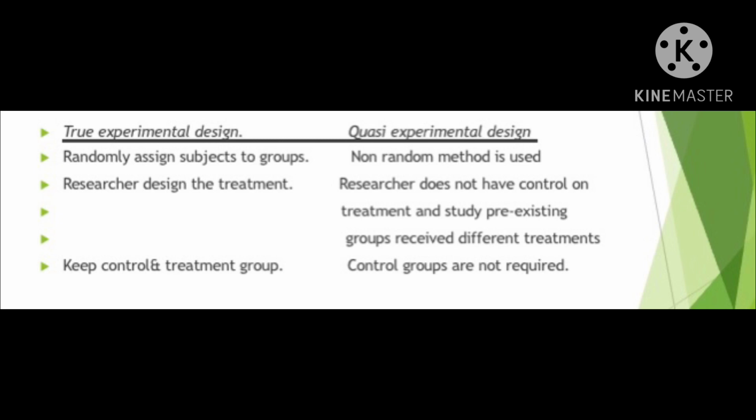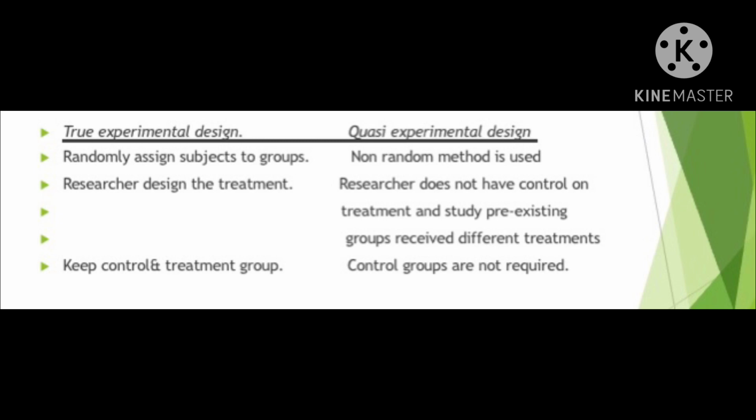Then, researcher designs the treatment. Here in the true experimental design, usually the researcher himself is designing the treatment, what type of treatment he wants to give. For example, the teaching method, the special method he wants to give, he will decide and he will design the treatment. But in the case of quasi-experimental design, the researcher does not have control over the treatment and he studies the pre-existing groups that received different treatments. Whatever pre-existing group is there, he is just doing the study there.